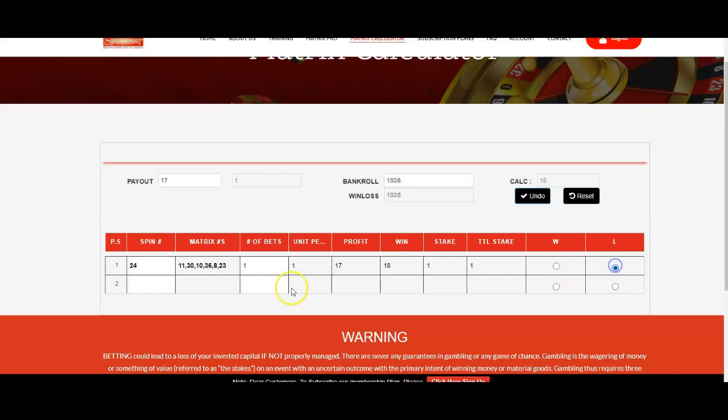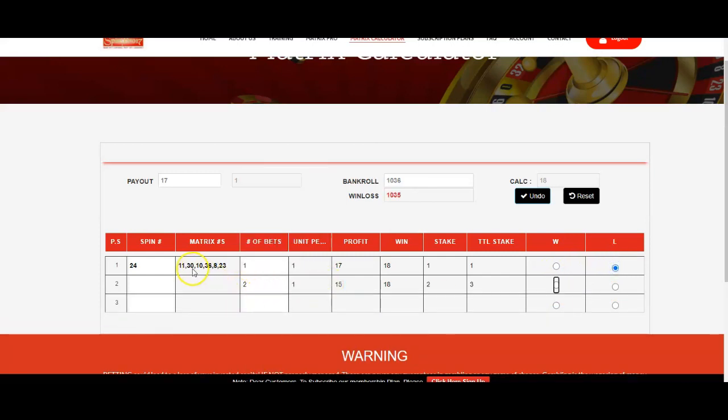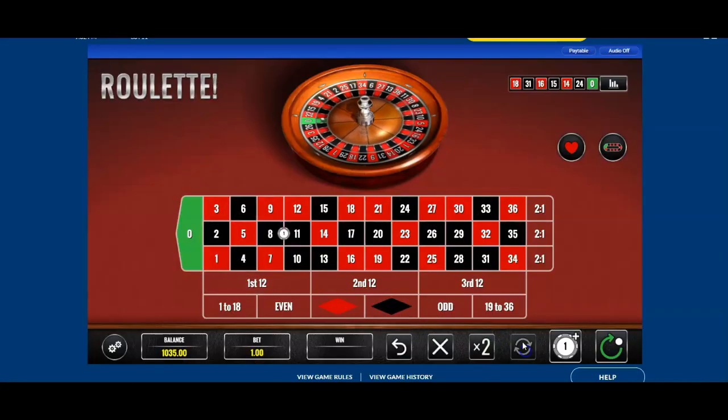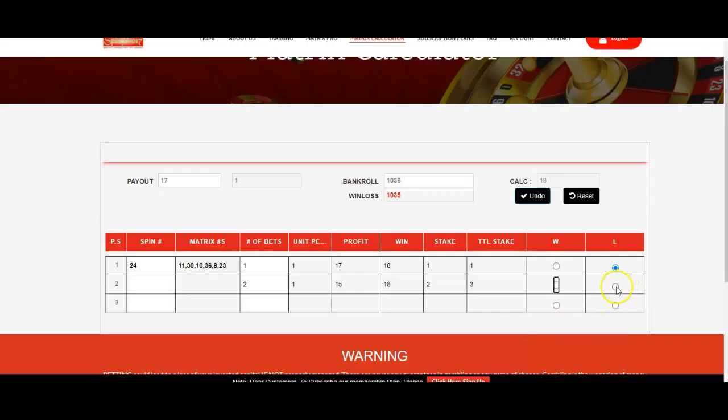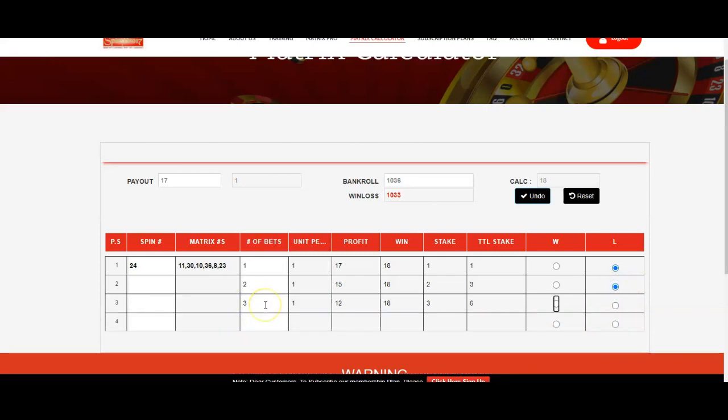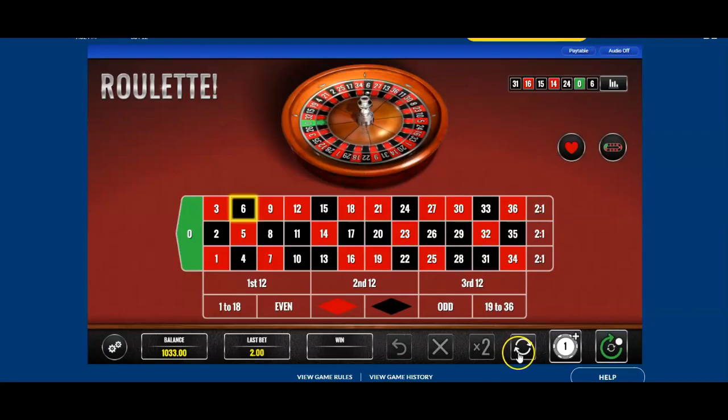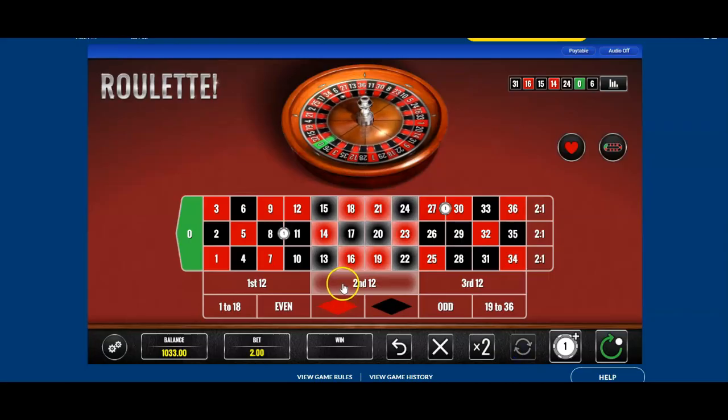Okay, that's unfortunate. That's what happens. Okay, so next number is 30, so now we're going to place 2 units. Alright, so we lost that one. And again, sometimes it's going to come up quick, sometimes it may take a while. It's just how it is. This is gambling after all.